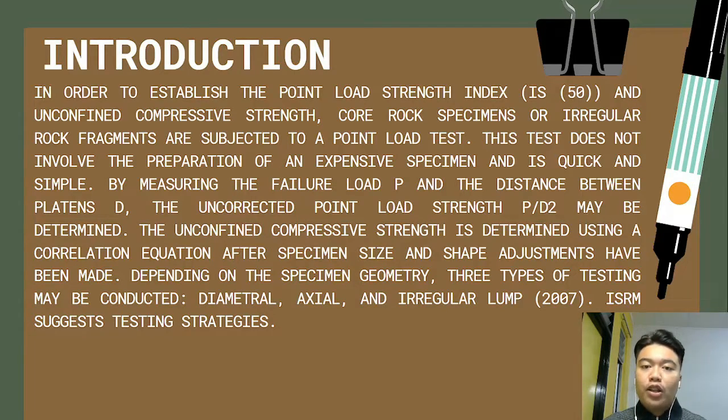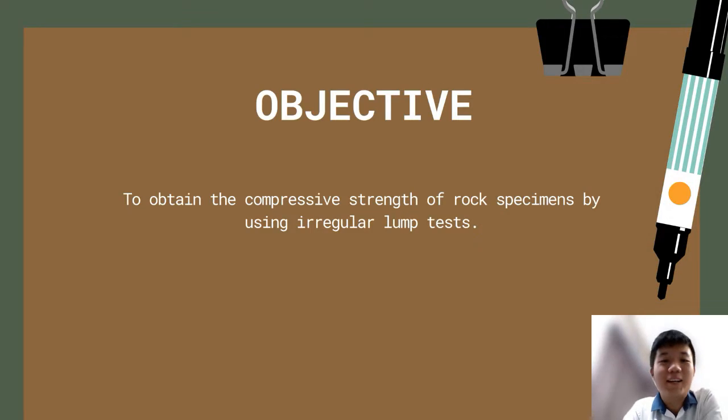By measuring the failure load P and the distance between platens D, the uncorrected point load strength P over D² may be determined. The unconfined compressive strength is determined by using a correlation equation after specimen size and shape adjustments have been made. Depending on the specimen geometry, three types of testing may be conducted: diametral, axial, and irregular lump. ISRM suggests testing strategies.